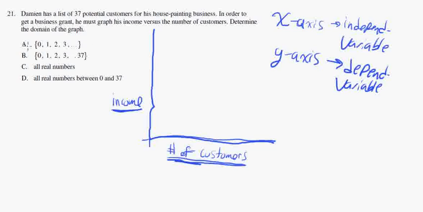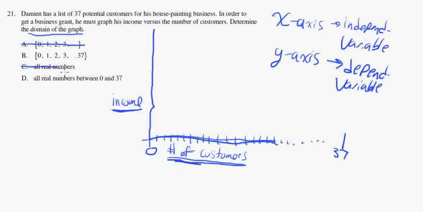So, the question asks us for the domain of the graph. So we want to know how many customers we can actually get. Okay, so Damien says he has up to 37 customers. So 1, 2, 3, 4, 5, 6, 7, 8, 9, 10, 11, 12, 13, 14, 15, and so on, all the way up to 37. Okay, so looking at our answers, it looks like we can go from 0 to 37. So 0 to 37. It can't be A, because A says it goes forever.